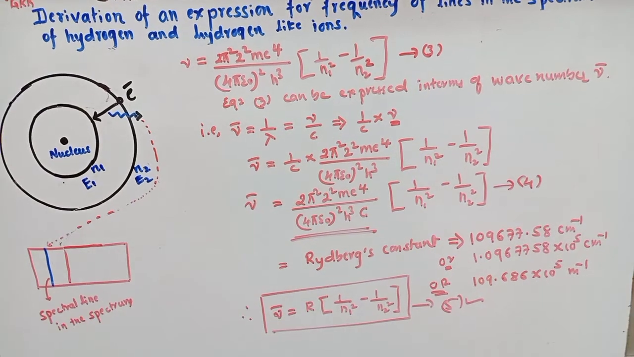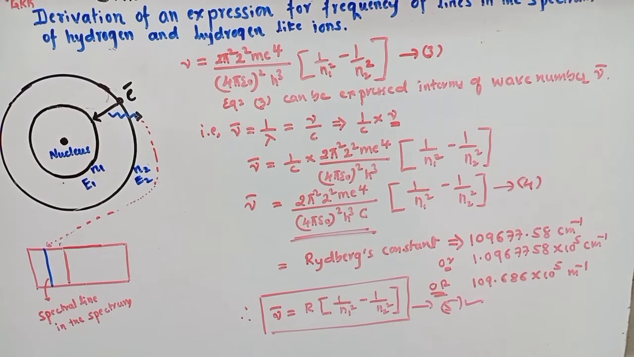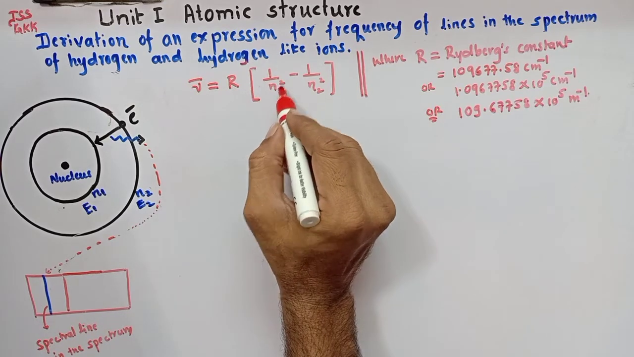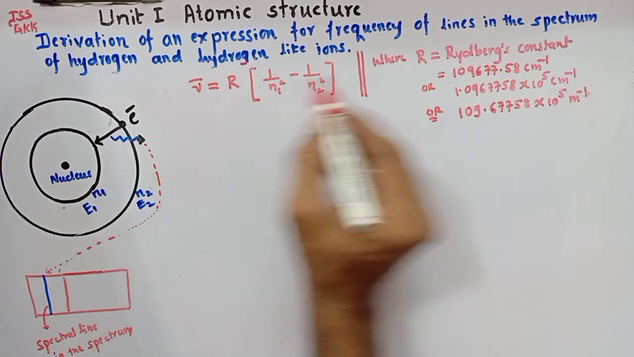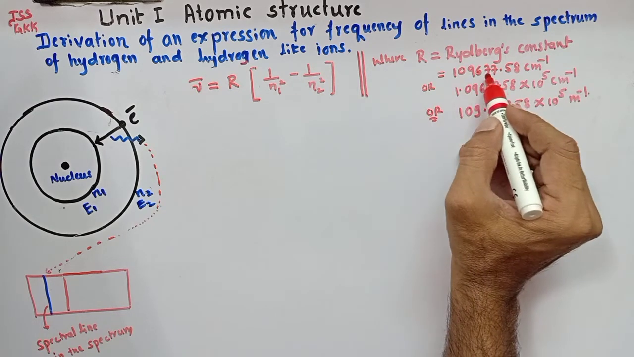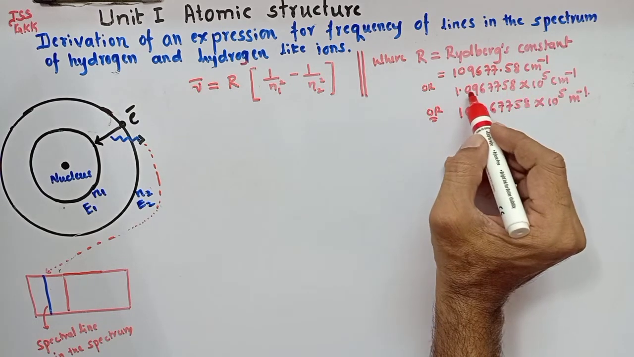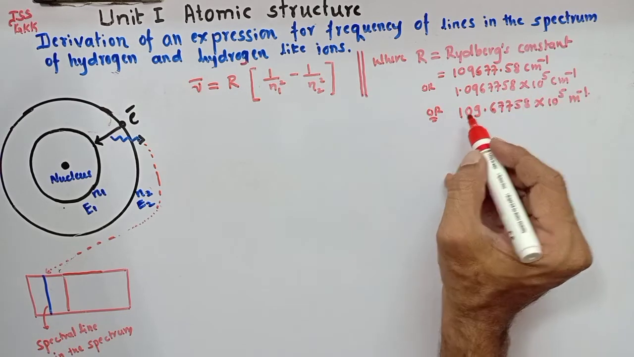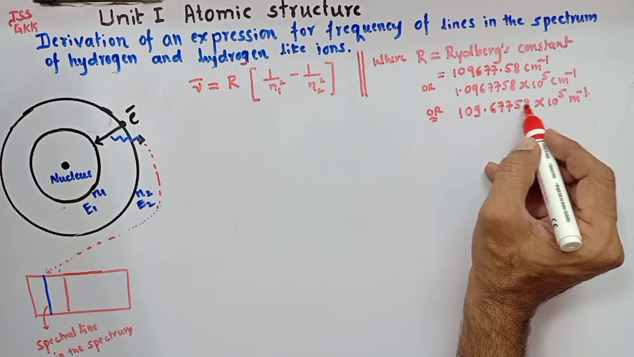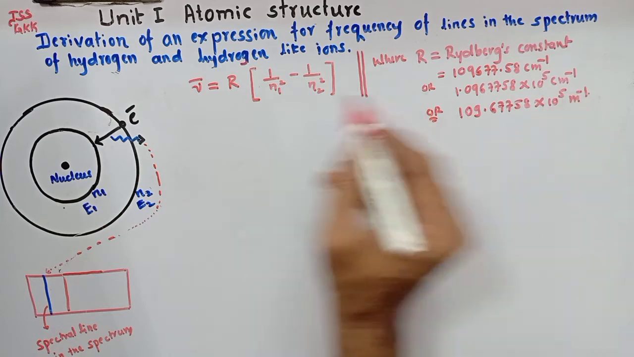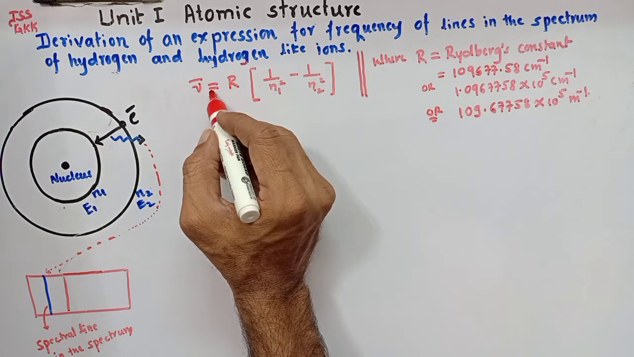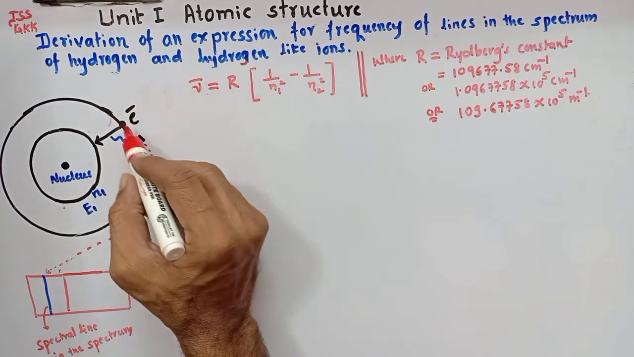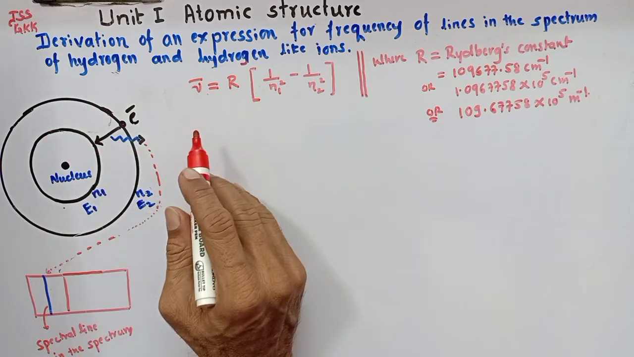Thus nu bar is equal to R into 1 over n1 square minus 1 over n2 square, where R is the Rydberg constant and its value is 109,677.58 per centimeter, or 1.0967758 into 10 raised to 5 per centimeter, or 109.67758 into 10 raised to 5 per meter. This is the expression to calculate the frequency of radiation emitted in terms of wave number when an electron jumps from higher energy level to lower energy level.